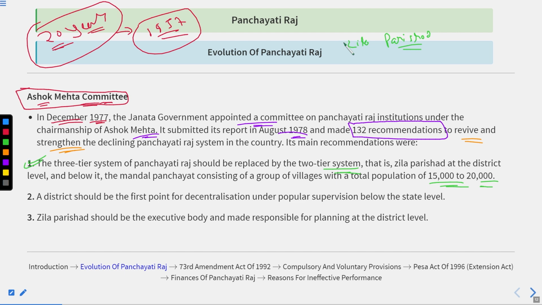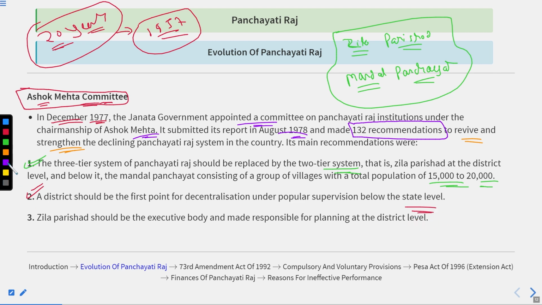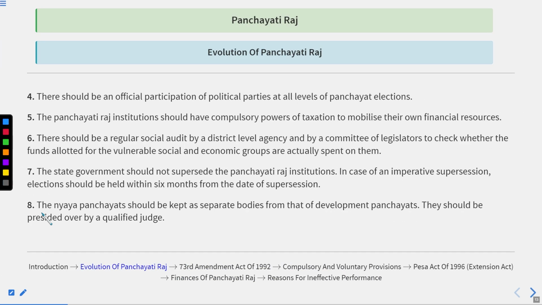Jila Parishad and below it the Mandal Panchayat. It means instead of looking after the villages separately, what we should do is basically merge them together. All right. The district should be the first point for decentralization under popular supervision below the state level. Thereafter, Jila Parishad should be the executive body and made responsible for planning at the district level. So these were the recommendations made by them here also.